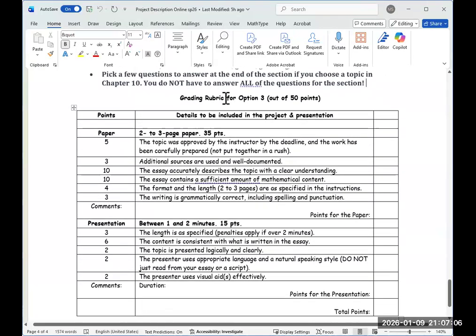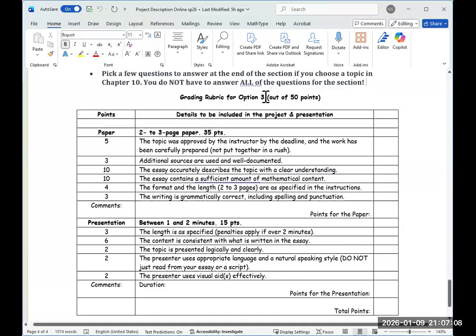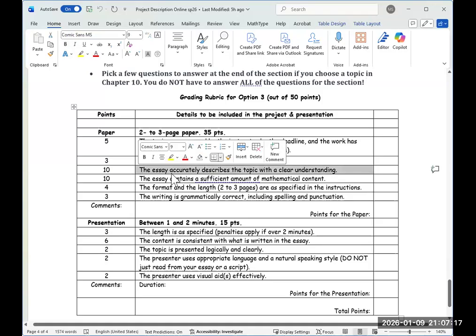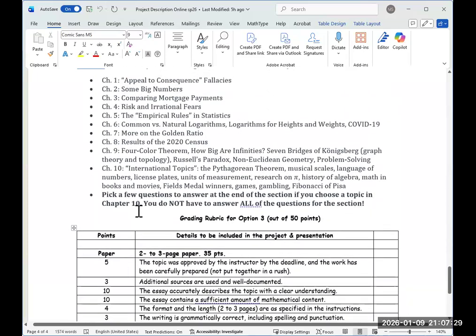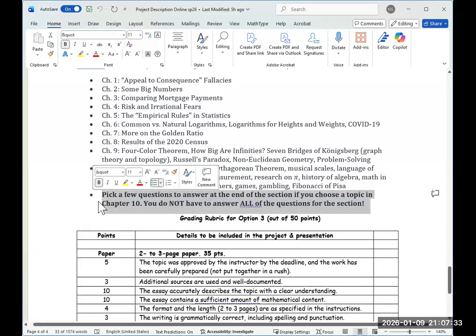All right, so follow the rubric for option 3 if this is the option that you choose. Again, the big part of the points will be given to these two things: the essay accurately describes the topic with a clear understanding, and the essay contains a sufficient amount of mathematical content. The reason I want to encourage you to do this is because I want you to have a global, international perspective of what we are studying.